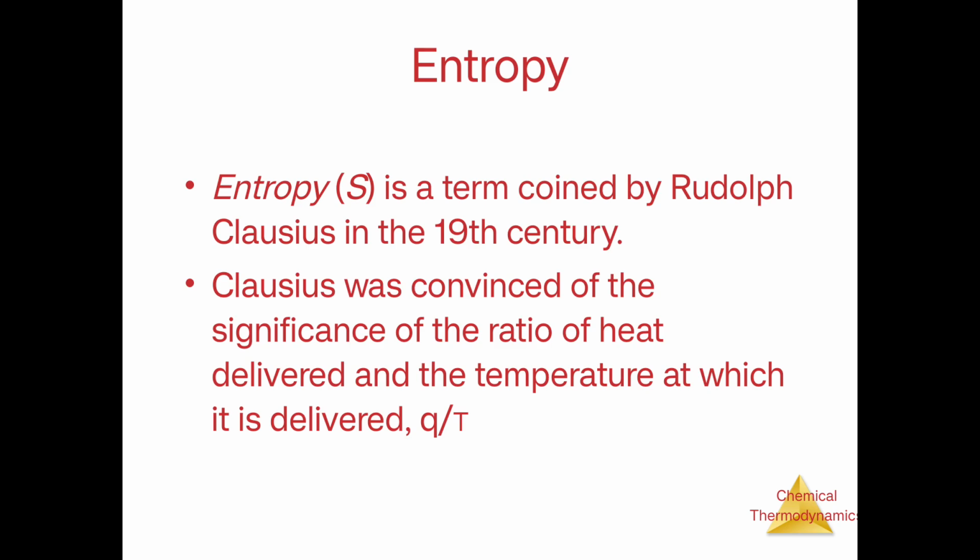Clausius was convinced of the significance of the ratio of heat delivered and the temperature at which it is delivered. Which means the ratio of Q over T will play a vital role and gives the importance to understand the second law of thermodynamics. That is what Rudolf Clausius was convinced about, the significance of Q over T.